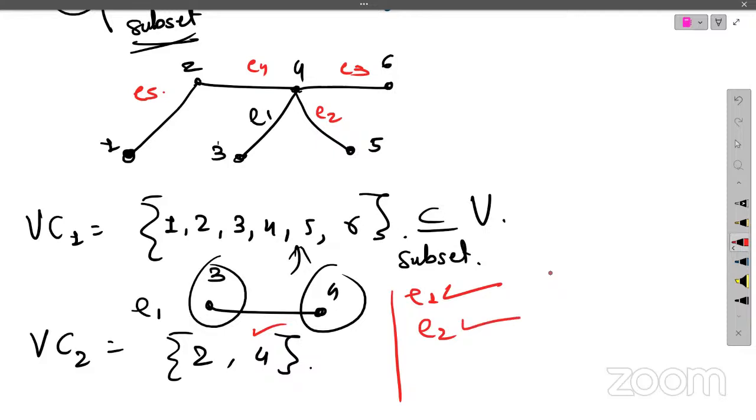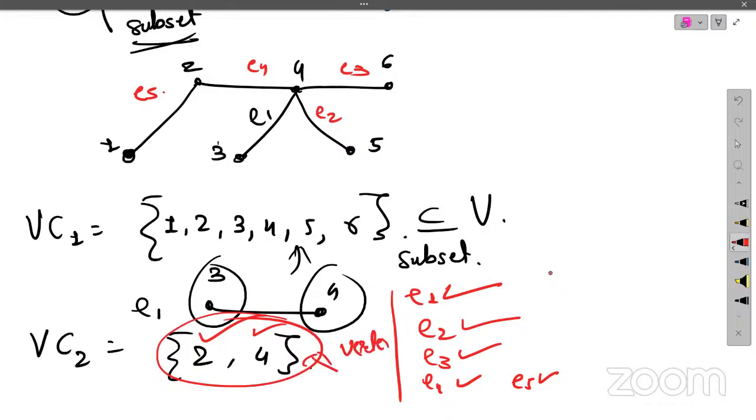E3 has endpoints again 4 and 6. So 4 belongs to our subset. E3 is also covered. Similarly, E4 is also covered. And similarly, E5 is also covered because E5 has endpoints 2 and 1, and 2 belongs to our subset. So that means this particular subset is a vertex cover. Okay. So vertex cover means a subset of vertices which will cover all the edges. Covering all the edges means every edge has two endpoints, and one of the endpoints should belong to your subset. Then we are saying that it is covering all the edges.